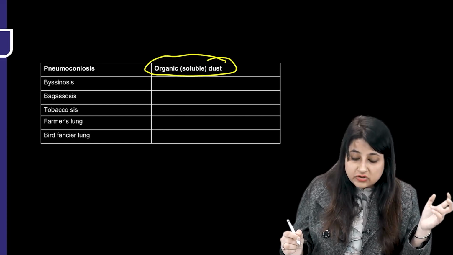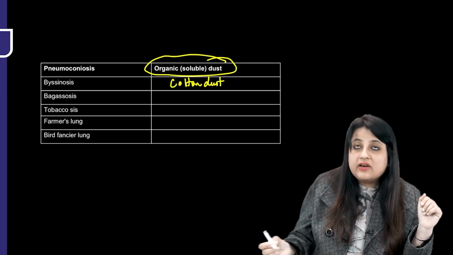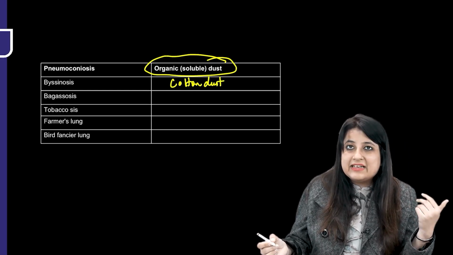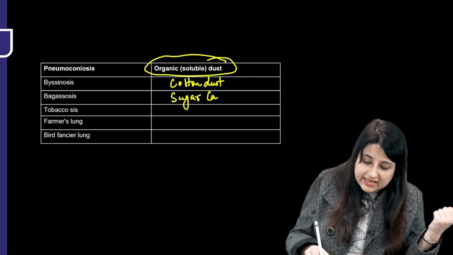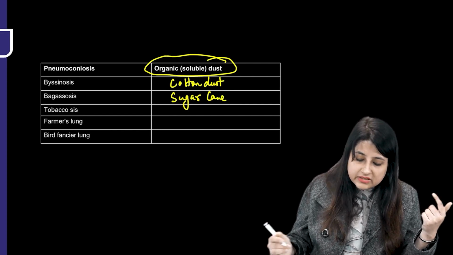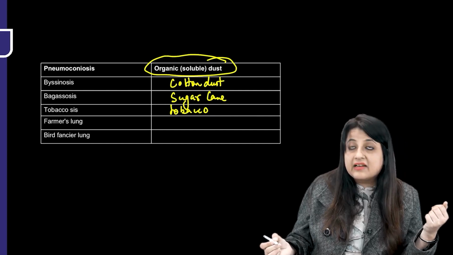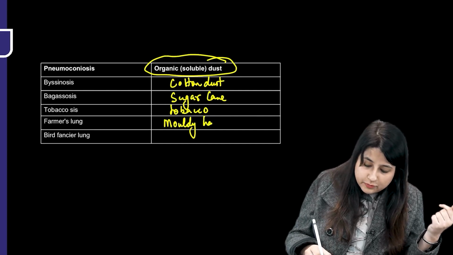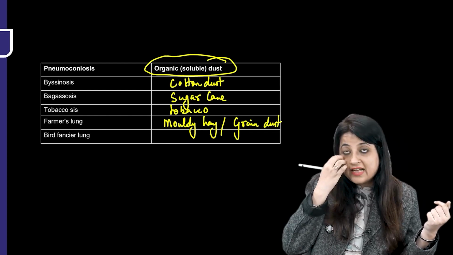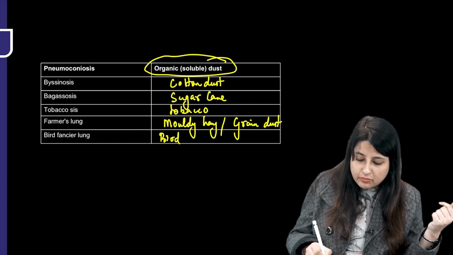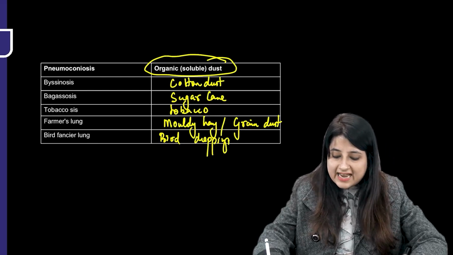This is byssinosis. Now, byssinosis is due to exposure to cotton dust. Okay, cotton dust fibers in textile industries, jute industries. Bagassosis is exposure to sugarcane fibers. Okay, tobaccosis is because of tobacco. All right, farmer's lung. Now, farmer's lung is seen in exposure to moldy hay or grain dust, you can say. Okay, bird fancier's lung is because of bird droppings. Okay, so you could be asked which one is due to inorganic dust.